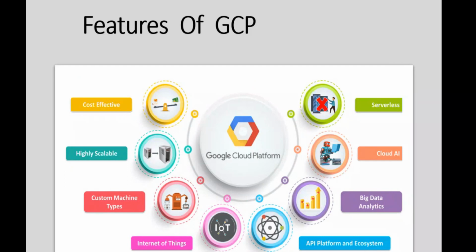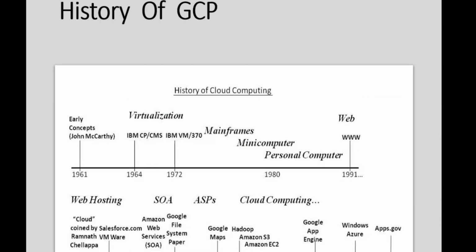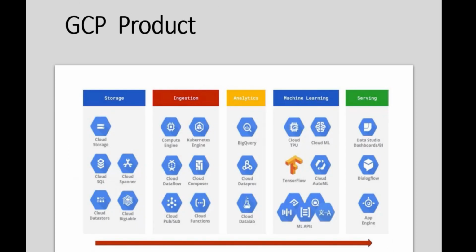Here we first talked about the different types of services provided by GCP. We talked about the historical side, that GCP started its service in 2008 using Google App Engine. We have different services in each category: some services in the storage category, some in analytics, some in machine learning, and some in ingestion. Our requirement is to understand and execute those services using hands-on, so let's see how much we can do.